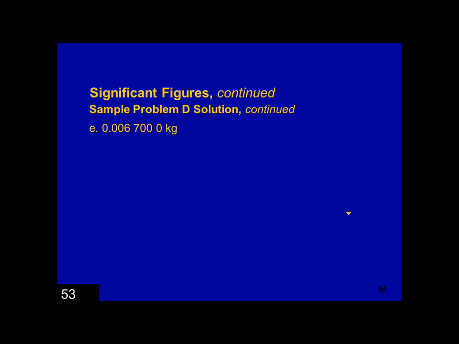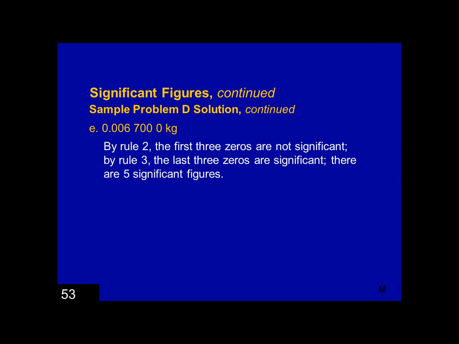Okay, more practice. Let's take a look at this. 0.006700 kilograms. All right. Write down your answer. Pause. Okay, according to this, remember these leading zeros do not count, but these ending zeros over here on this side, at the end of the number and to the right of the decimal, you count those zeros. So this has 1, 2, 3, 4, 5 significant figures.